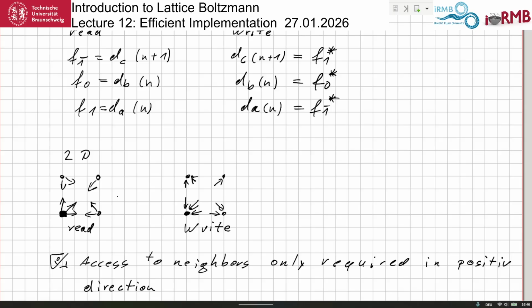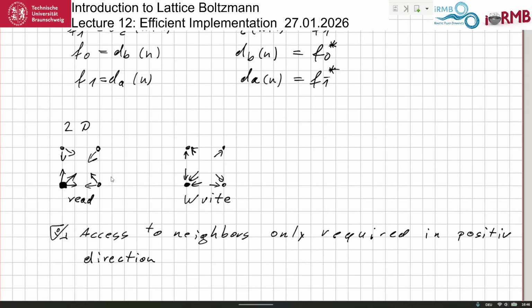So access to neighbors only required in positive direction. So this means we have low bookkeeping costs for sparse matrices. No bookkeeping costs for indirect addressing, which is sparse matrix.